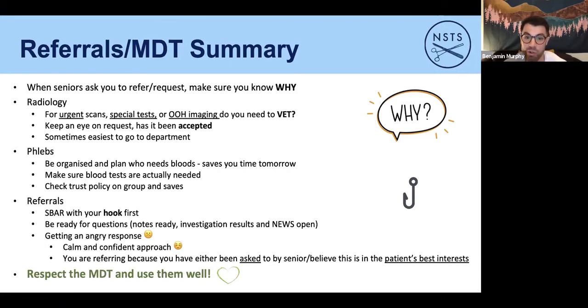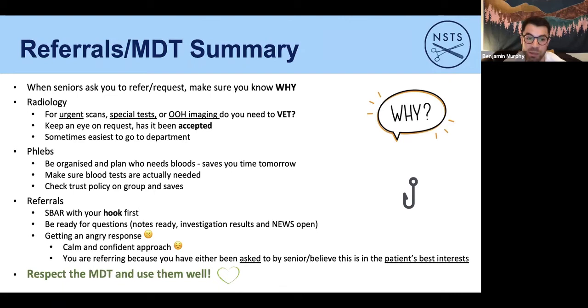With the phlebotomy ward rounds, just be organised. You'll save so much time if you look through your list in the evening and think, who needs bloods tomorrow? Is anyone's hemoglobin dropping? Has anyone got low potassium and they're on replacement? If anyone's on gentamicin, they should have U&Es every day. So just try and think through who might need blood tests and save yourself some time. And then try and hook people with your SBAR early on, and be ready for questions.